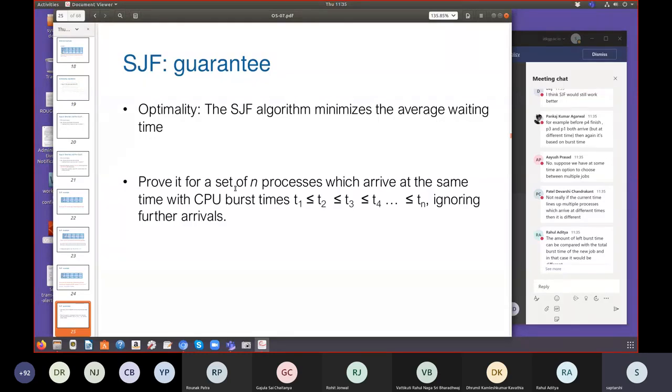The task is to prove it for a set of n processes which, say, arrive at the same time for simplicity, with CPU burst times T1 less than T2 less than T3 less than T4. Without loss of generality, we assume that the n processes have these burst times T1, T2, T3 up to Tn, and they are in this order, like T1 less than or equal to T2 less than or equal to T3. And let's say there are no further arrivals, like all these processes have come at the same time. Then prove that SJF is optimal, as in SJF will give the minimum average waiting time. I'm not going to prove it here. I'm also not asking you to prove it here.